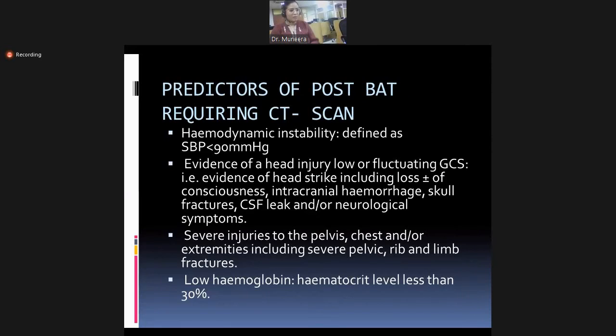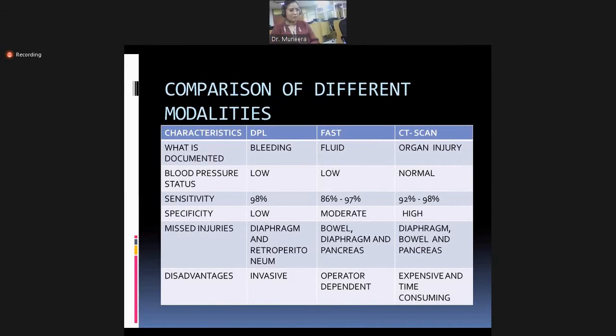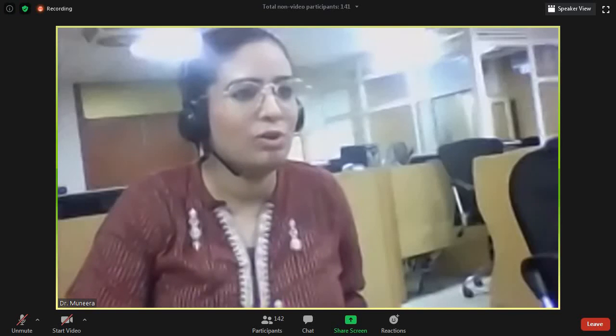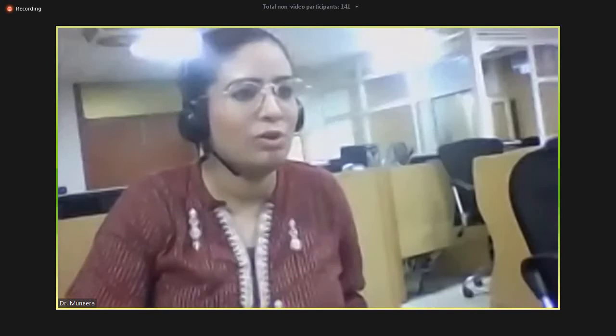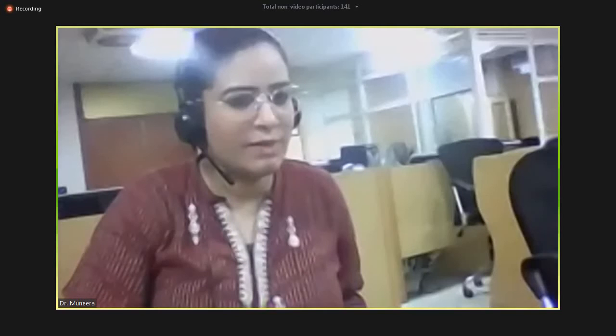This is a slight comparison between the different modalities: DPL, FAST, and CT scanners. DPL is diagnostic peritoneal lavage. FAST is focused abdominal sonography for trauma, and CT scanner, of course. So what characteristic has to be documented on DPL? Whether the patient has bleeding or not. In a FAST, whether there is free fluid or not. And CT scan has one point ahead, it will also give you the details about the organ injury, whether the liver is injured or the spleen is injured, right?